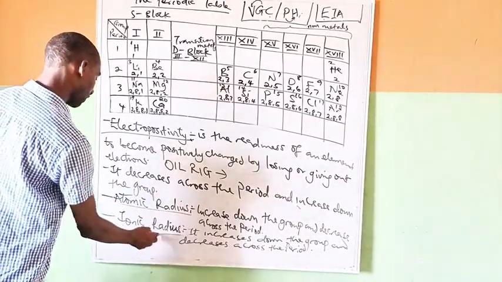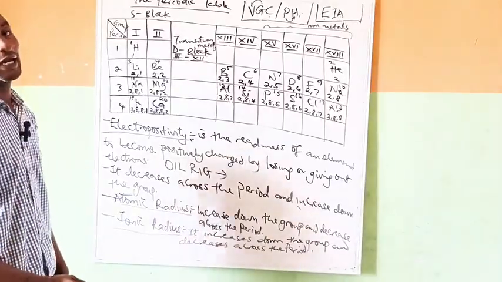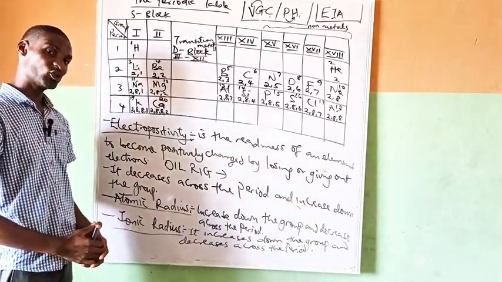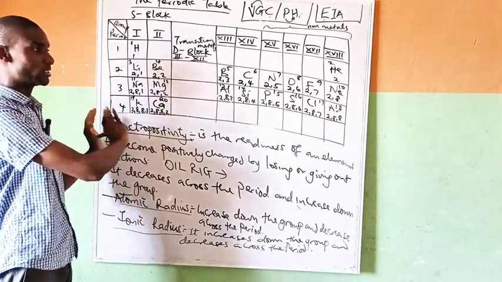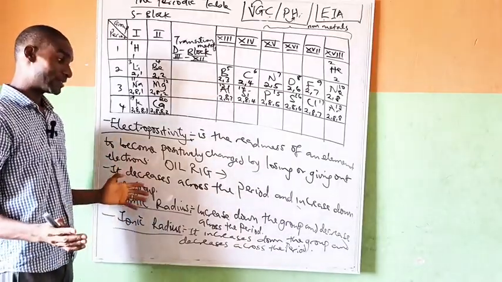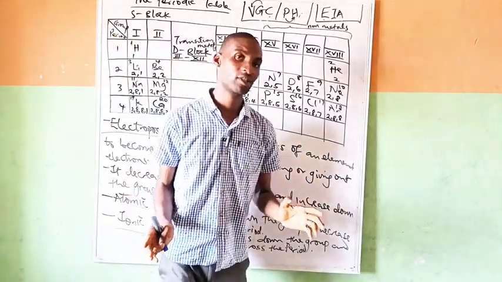There are 3 other properties. They also have similar periodicity, which is what? They are increasing down the group and decreasing across the period. And I hope that simplifies periodicity for you.